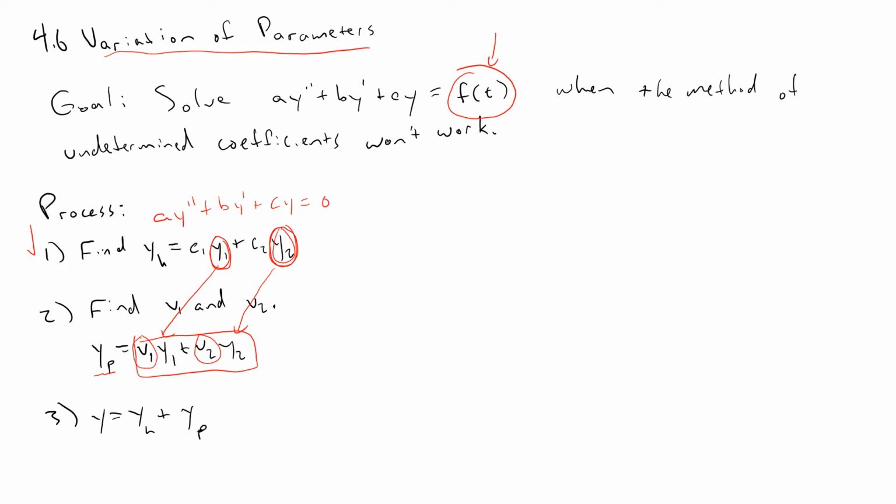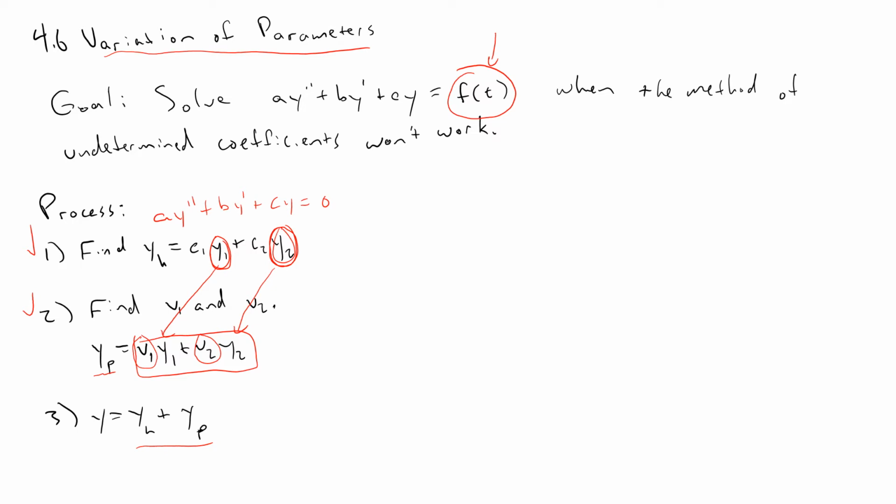Once we've found our homogeneous solution in step 1, and once we've found our particular solution in step 2, step 3 is no different from what we've seen before. Our final answer, our general solution to the differential equation, is a combination of the two, the homogeneous solution plus the particular solution.